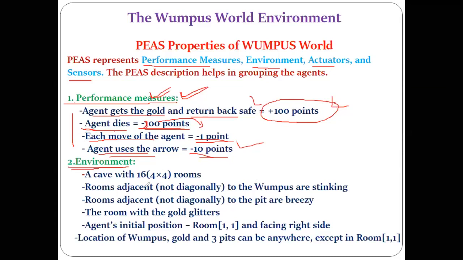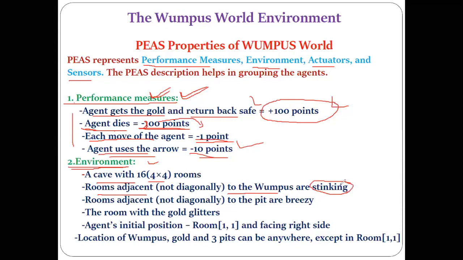Now, in case of our game, what is the surrounding area for the agent? Cave. The cave itself is nothing but the environment for our agent. So, as I told you, a cave with 16 rooms, that is 4x4, is nothing but the environment for our AI agent. Also, the rooms adjacent, not diagonally, to the Wumpus are stinking. That is also one of the environment. Rooms adjacent to the Wumpus are stinking.